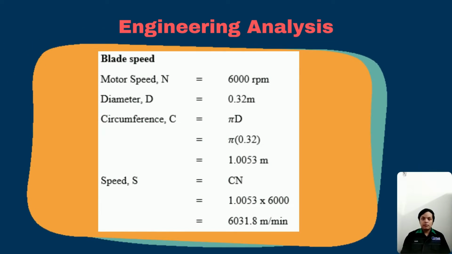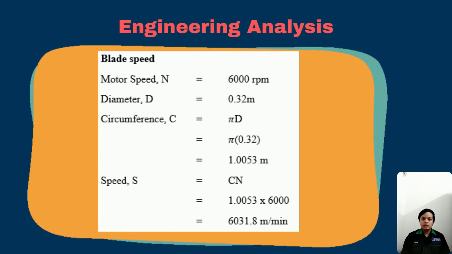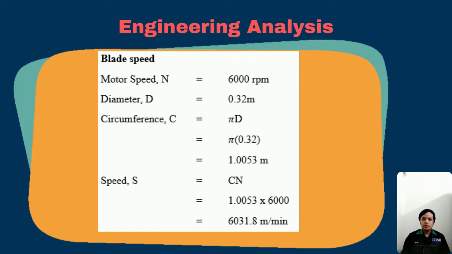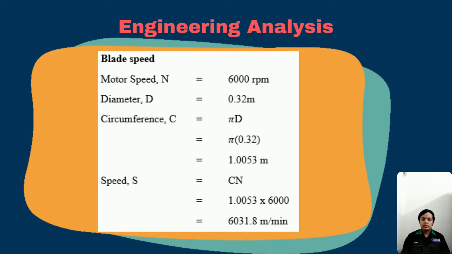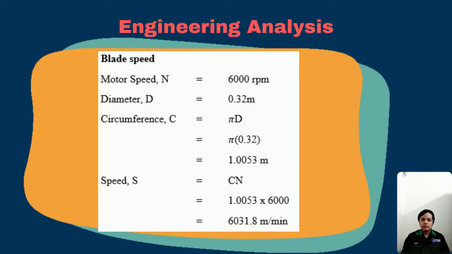I will present about the blade speed of our grass trimmer. The motor that we use for the blade is a 775 DC motor. The power rating for this motor is 100 watt and the maximum rated speed is 6000 rpm at 12 volt.